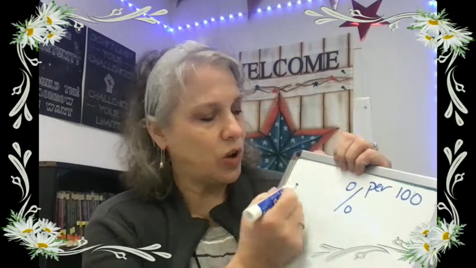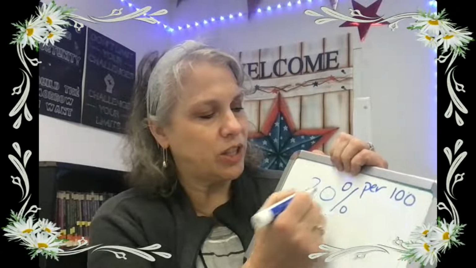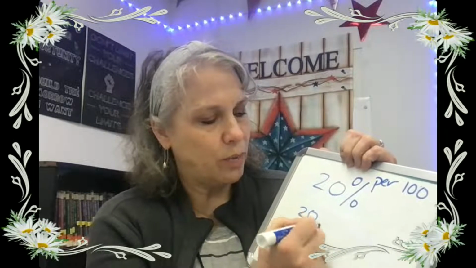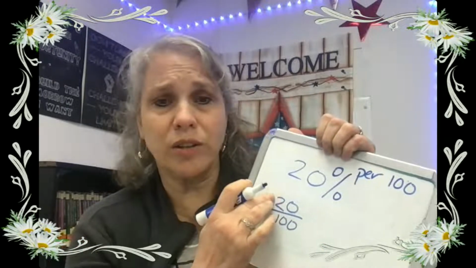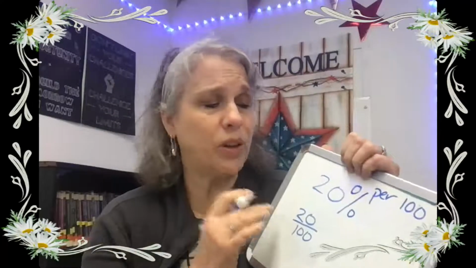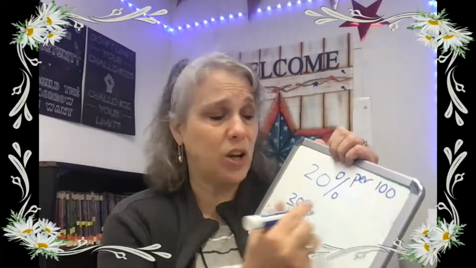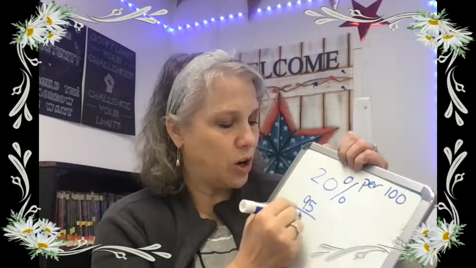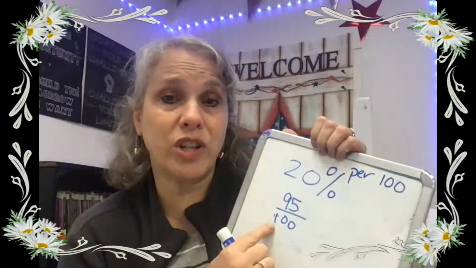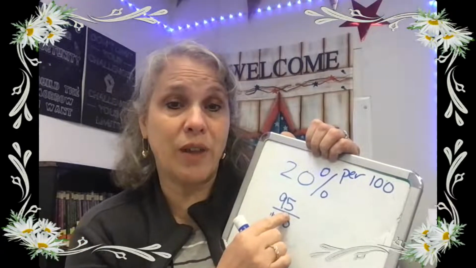What is a percent? A percent symbol is like this, and it means per 100. Okay, so if I had 20%, that means 20 per 100. For every 100, you got 20 of them. Or, for example, if you got a 95% on a test, that would be 95 per 100. Like if there were 100 questions, you got 95 of them right.